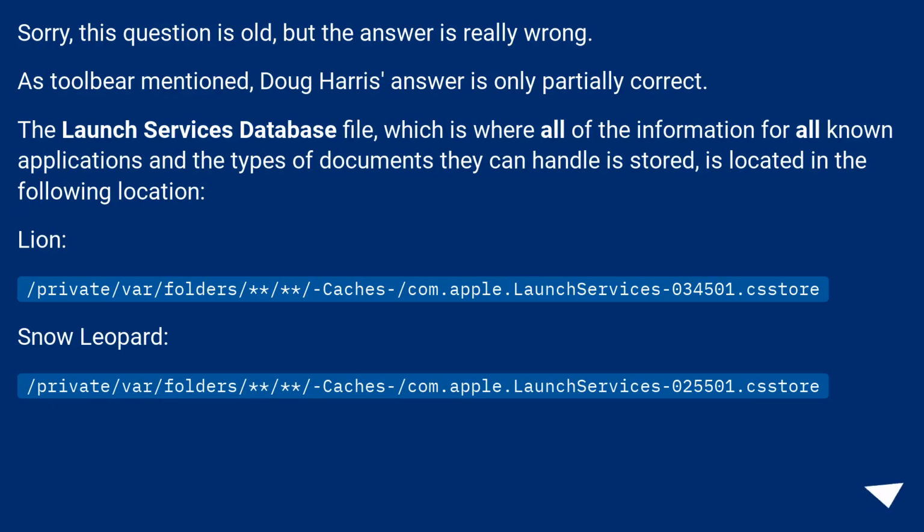Sorry, this question is old, but the answer is really wrong. As Toolbear mentioned, Doug Harris' answer is only partially correct. The Launch Services database file, which is where all of the information for all known applications and the types of documents they can handle is stored, is located in the following location.